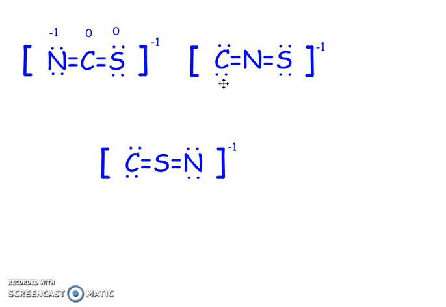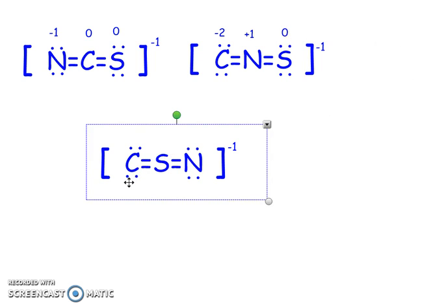Here, carbon has 4 valence electrons, minus 4 for the non-bonding electrons, minus 2 for the 2 bonds, gives me a formal charge of -2. Nitrogen is 5 valence electrons, minus 4 bonds, gives me a formal charge of +1. And then the sulfur has 6 valence electrons. There's 4 non-bonding, 2 bonds, so it has a formal charge of 0.